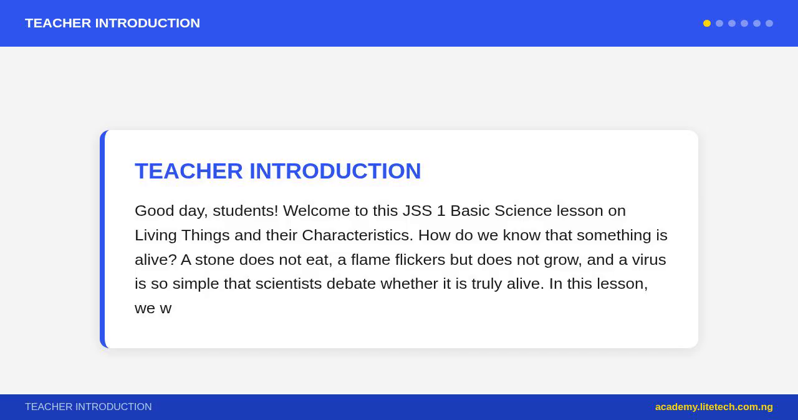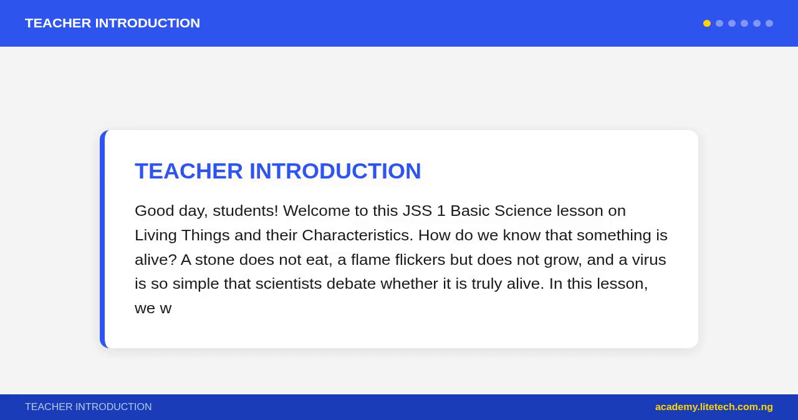By the end of this lesson, you will be able to state the 7 characteristics of living things using the acronym MRSGREN, explain each characteristic with examples from Nigeria's environment, distinguish living from non-living things and from once living things, and give examples of organisms from the plant and animal kingdoms.